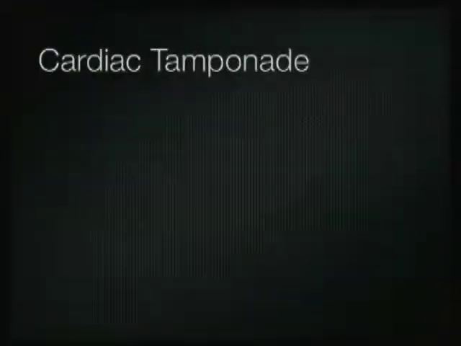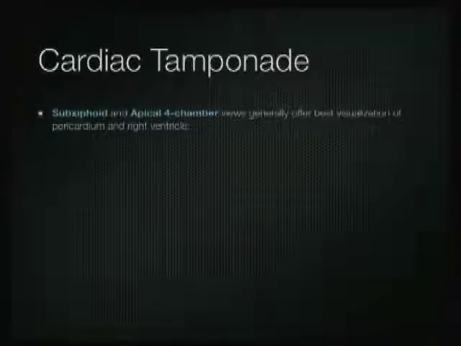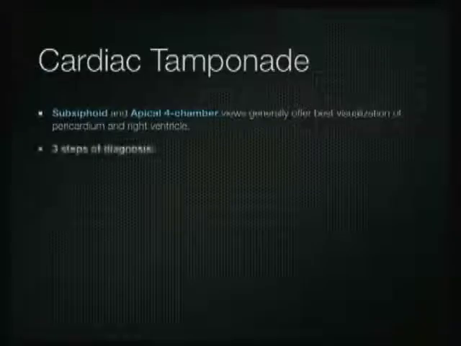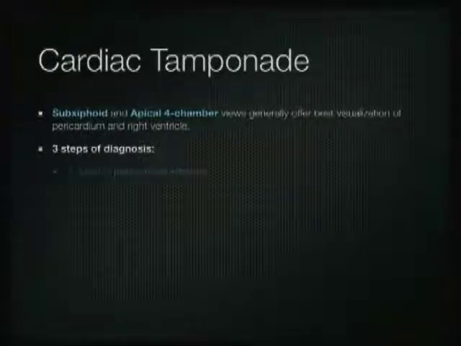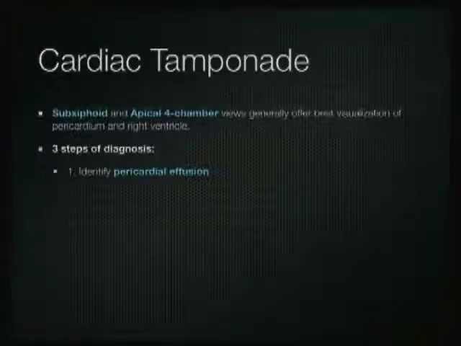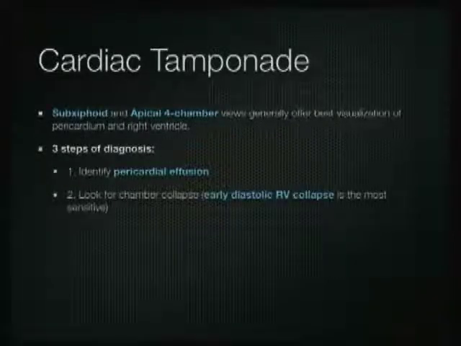So whenever you're looking at cardiac tamponade, you want to make sure that you take a look at the subxiphoid and apical four chambers, because this generally offers the best visualization of the pericardium and of the right ventricle. And I often tell people who I train that there are 3 simple steps to diagnosing this. 1, identify the pericardial effusion. You can't have tamponade without the effusion. 2, look for chamber collapse, with early diastolic RV collapse being the most sensitive finding.